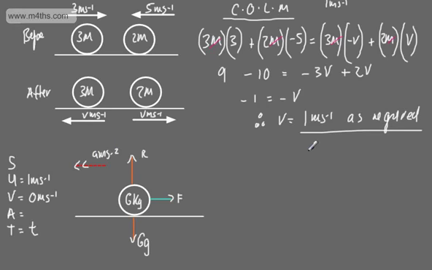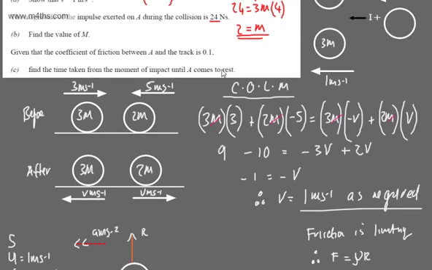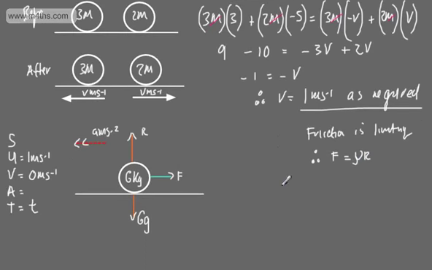If we consider this now, we can say friction is limiting. Therefore, from this, we can now say that F is equal to mu R. The friction is equal to the coefficient of friction, which we've got here, which is mu, 0.1, multiplied by the normal reaction force. So if we write this out, we've got F is equal to 1/10 or 0.1 R. What we need to do is find R.